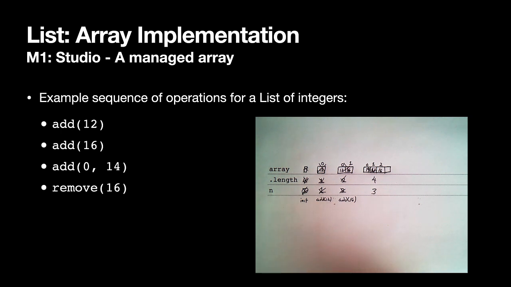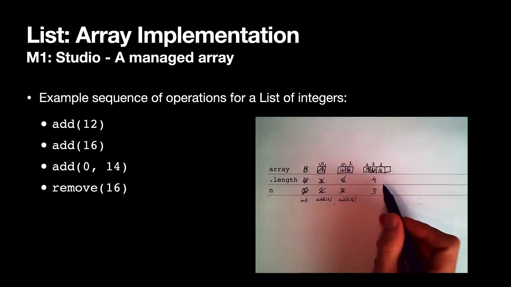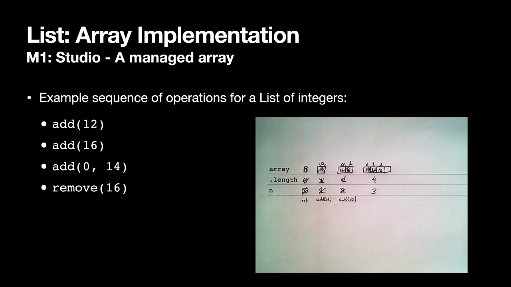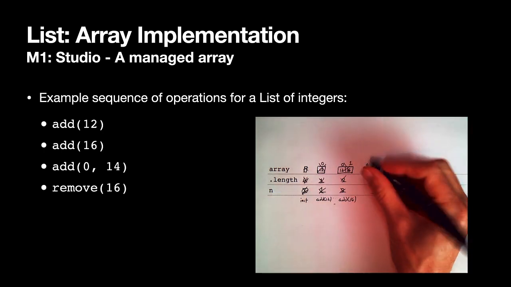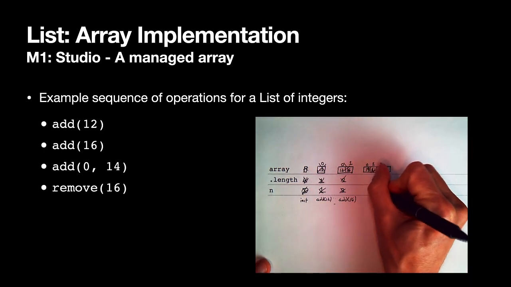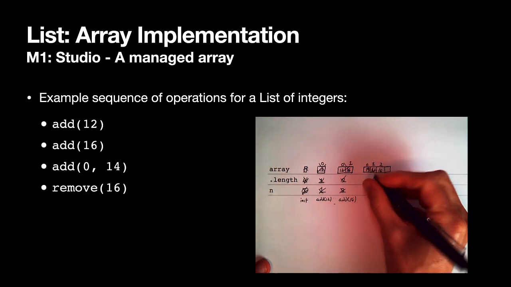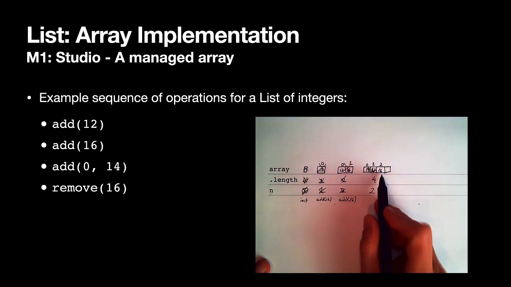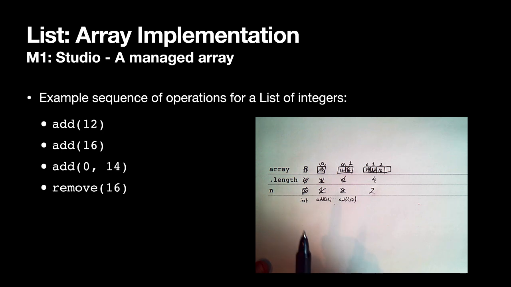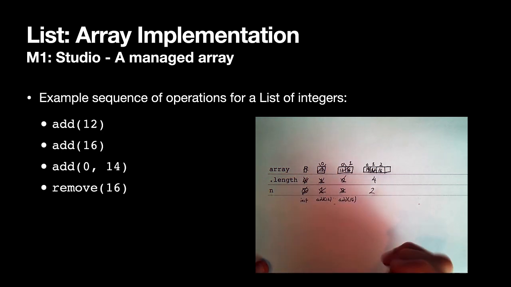Now, there are different ways we could handle this. If these were objects, we would probably replace it with a null. Since they're integers, we would maybe replace them with a 0, or we could even actually just ignore it. We could just change our value of n to indicate that now we just have 2 items, and if we have to add something new, it would be added at that first unused box.